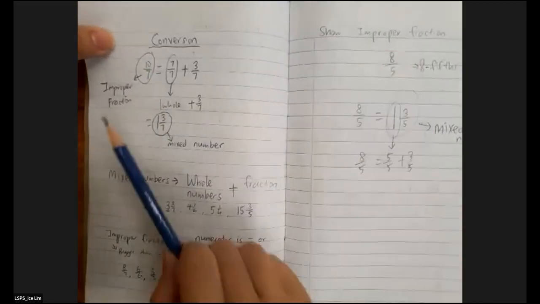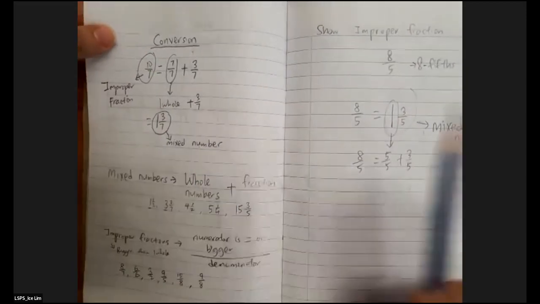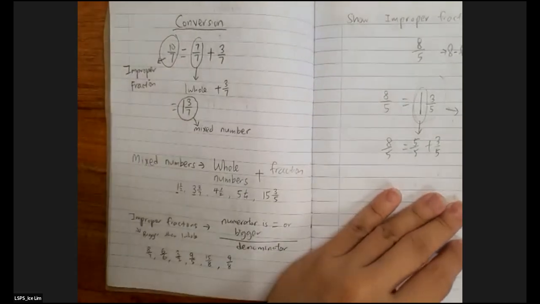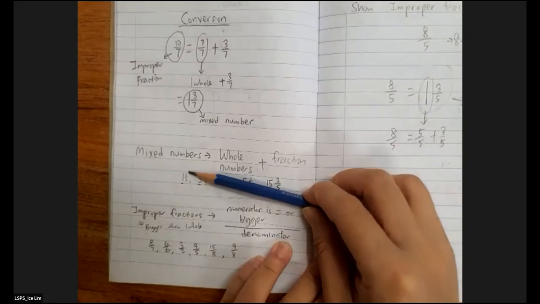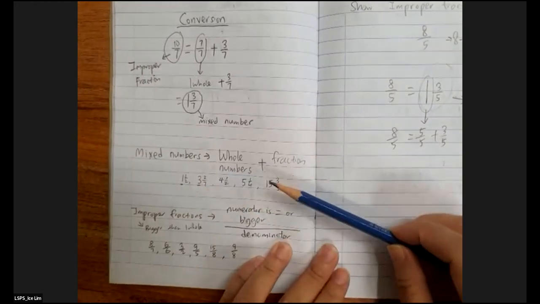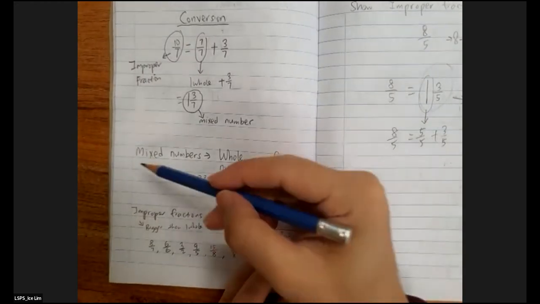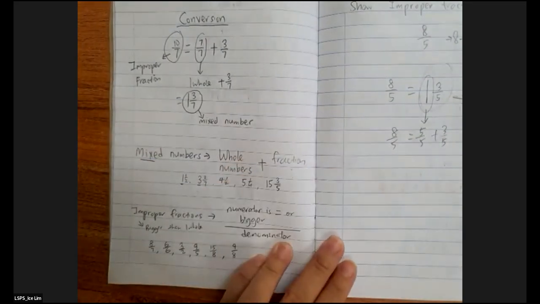Two identities here. One is improper fraction, one is mixed number. We talk about the two identities for this topic. Mixed number is a whole number plus fractions. How to remember with the word mix.